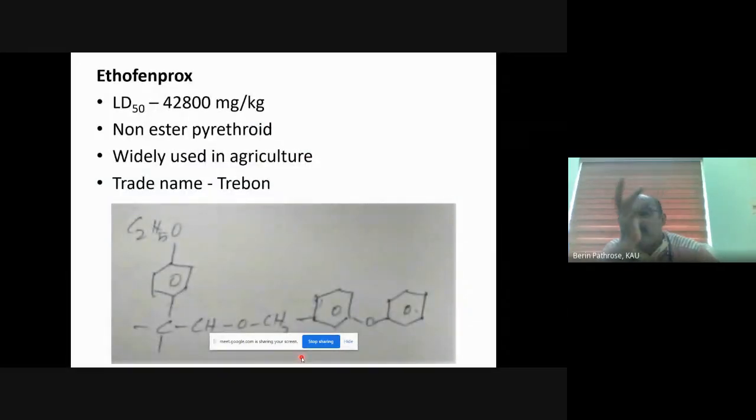So if you are asked which is the non-ester synthetic pyrethroid, we have only one molecule, that is ethofenprox. And see the LD50, 42,000, it's not a typographical error. The mammalian toxicity is extremely low. It is not used in Kerala, but widely used in other states. Ethofenprox is available under the trade name Tribon. So again, alcohol part, acid part, and all along you are told that pyrethroids are esters. They have tampered with the ester bond and converted it into an ether bond.